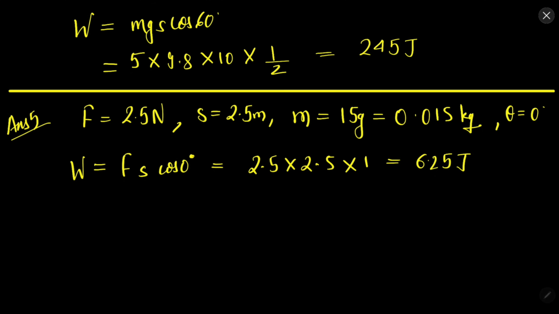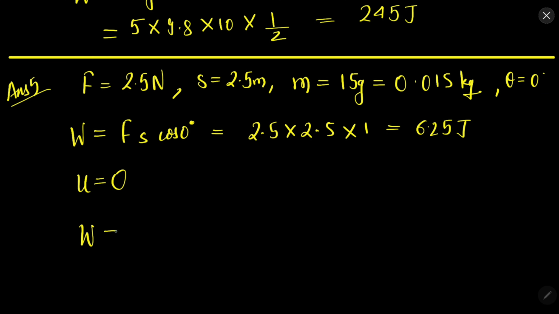Now we need to find the average power. So for average power, we need to find the time period, because power is work done upon time. So in order to find the time, we need the final velocity. So we can find the final velocity using the work energy theorem. Okay, how? The particle was initially at rest, so the initial velocity is 0.